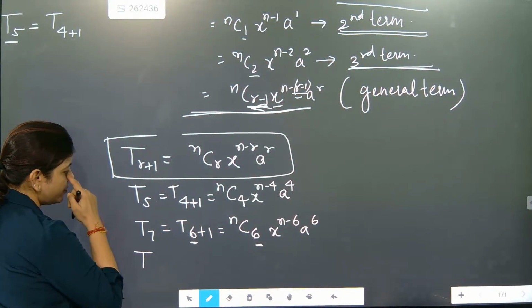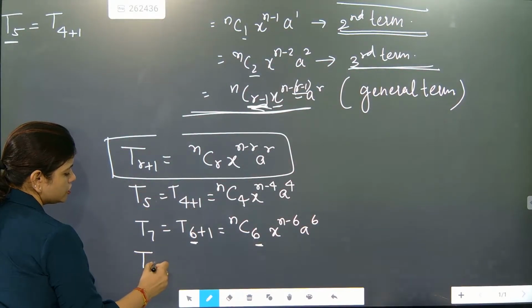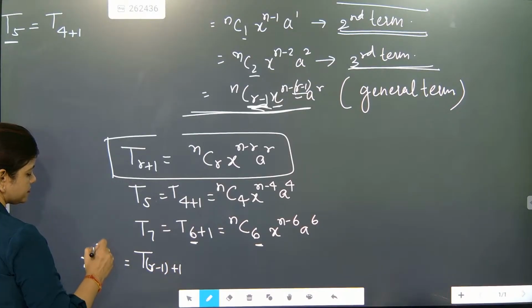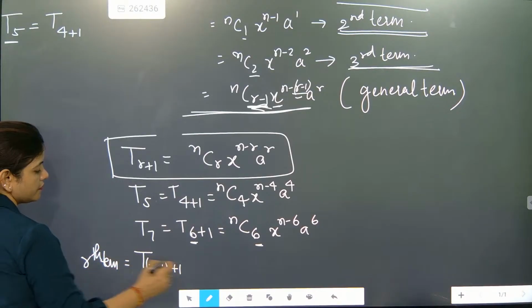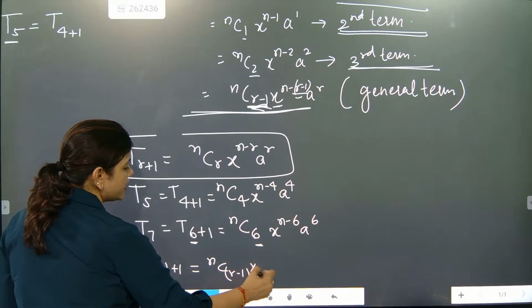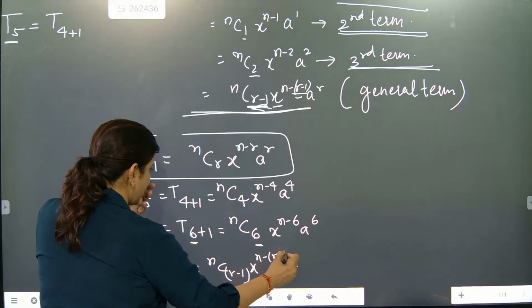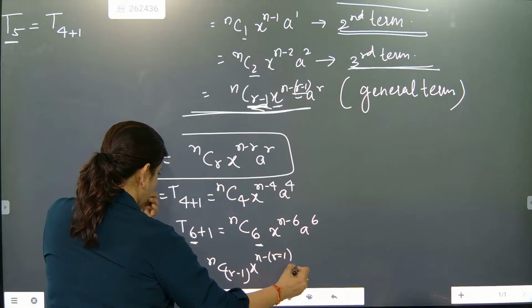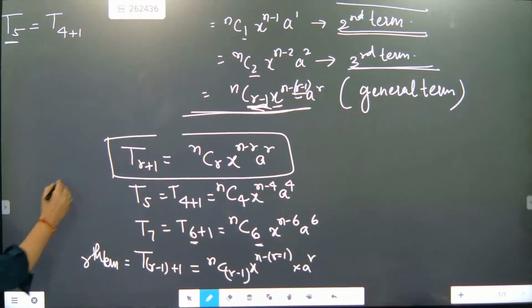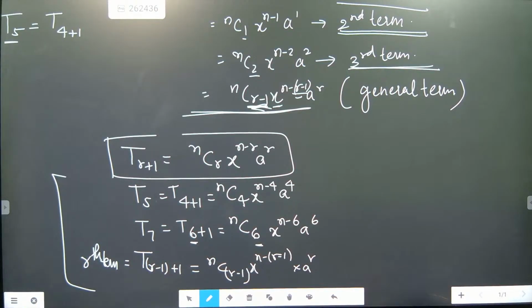So here if somebody says r plus 1, then r minus 1 plus 1 is r. Then here it will become NC r minus 1, x to the power n minus r minus 1, into a to the power r. This is the way of expansion. Mistakes will not be there if you write like this.